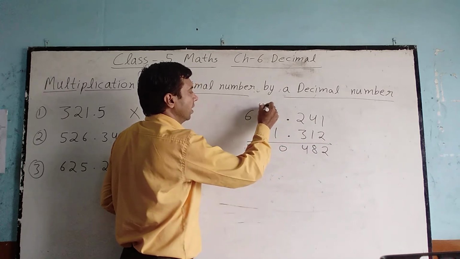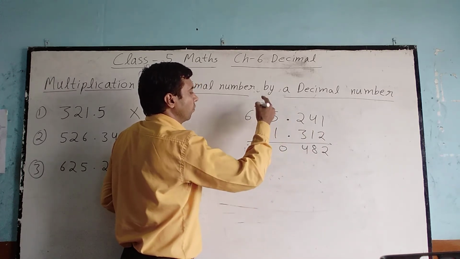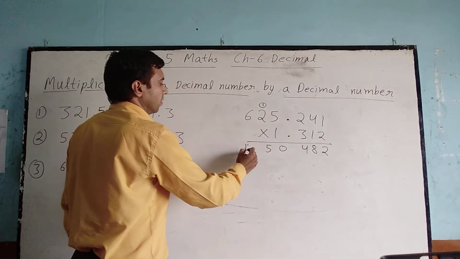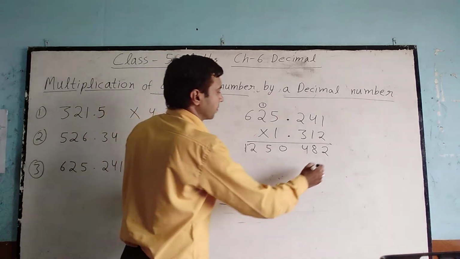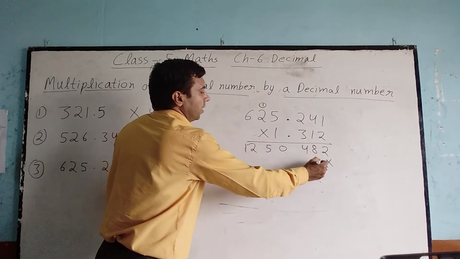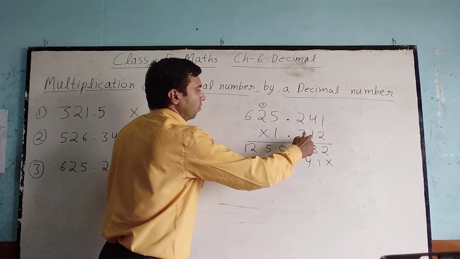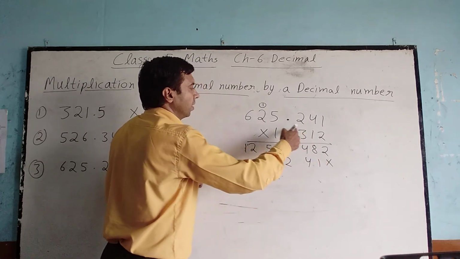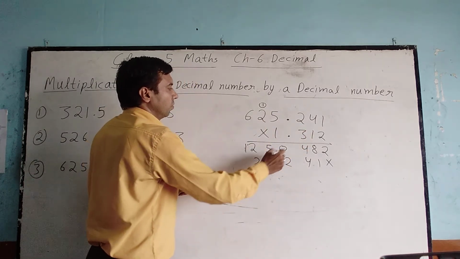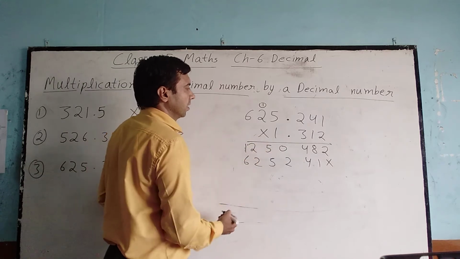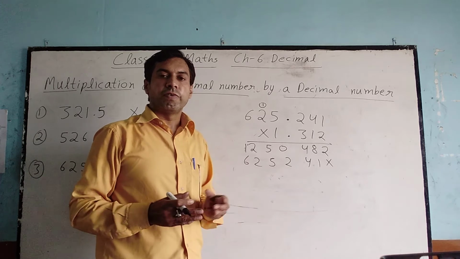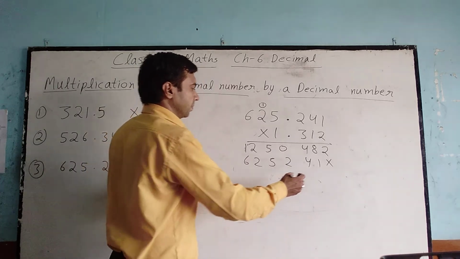write 0 here, 1 carry. 2 multiply 2, 4, 4 plus 1, 5, 2 multiply 6, 12. Put cross here. 1 multiply 1, 1 multiply 4, 4, 1 multiply 2, 1 multiply 5, 1 multiply 2, 2, 1 multiply 6, 6. Student, whatever number we multiply by 1, we get the number itself.